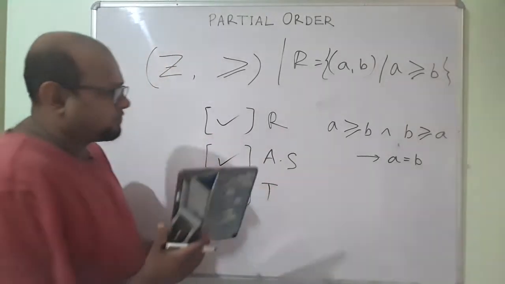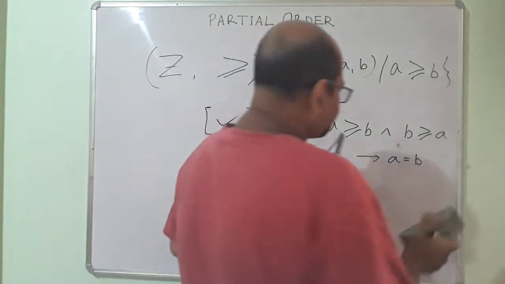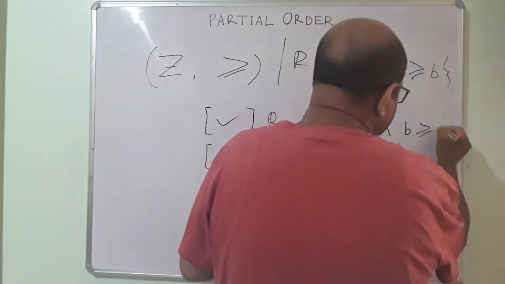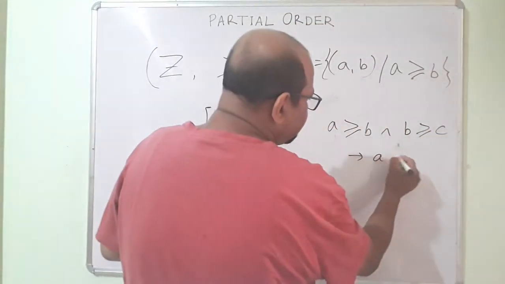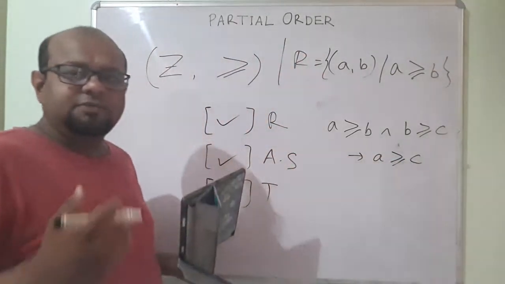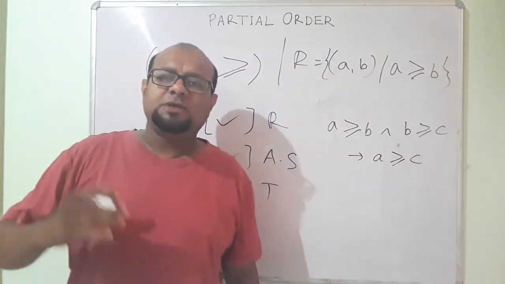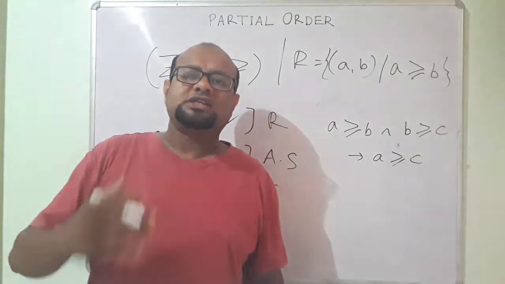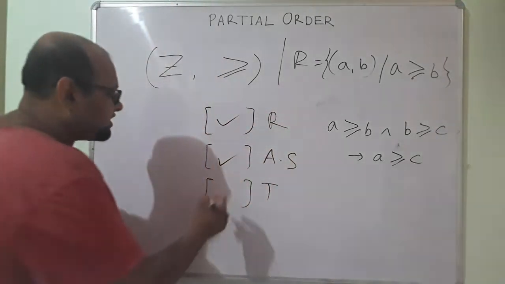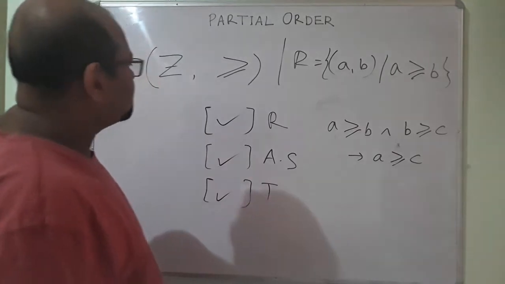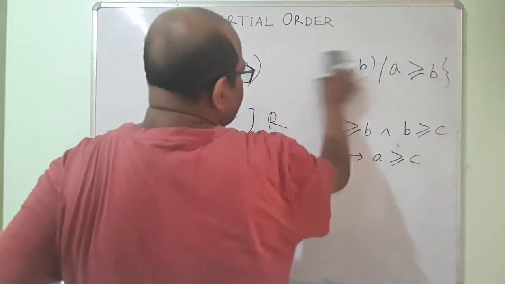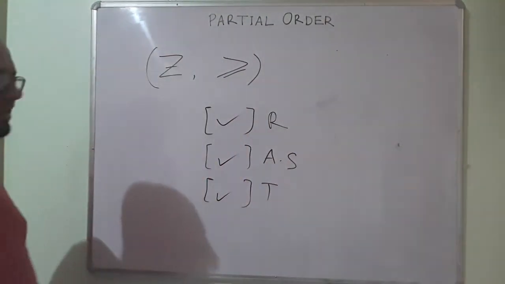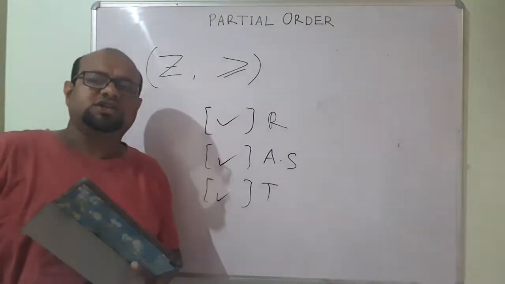Then next is transitive. Say A is greater than or equal to B and B is greater than or equal to C. Then we know that A is greater than or equal to C. So if (A, B) belongs to the relation and (B, C) belongs to the relation, then (A, C) belongs to the relation. So we know that the relation is transitive. So this relation R, the greater than or equal to relation on the set of integers, is a partial ordered relation.